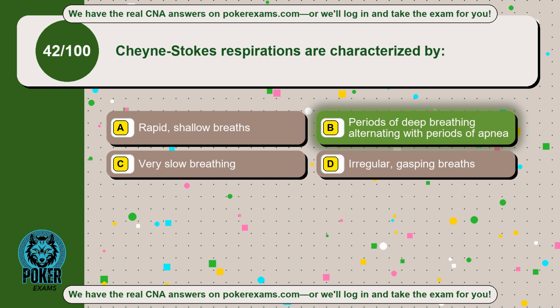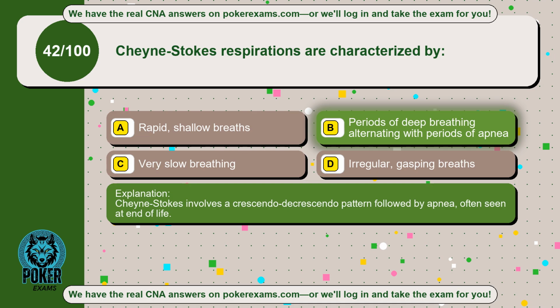The correct answer is option B. Periods of deep breathing alternating with periods of apnea. Cheyne-Stokes involves a crescendo-decrescendo pattern followed by apnea, often seen at end of life.